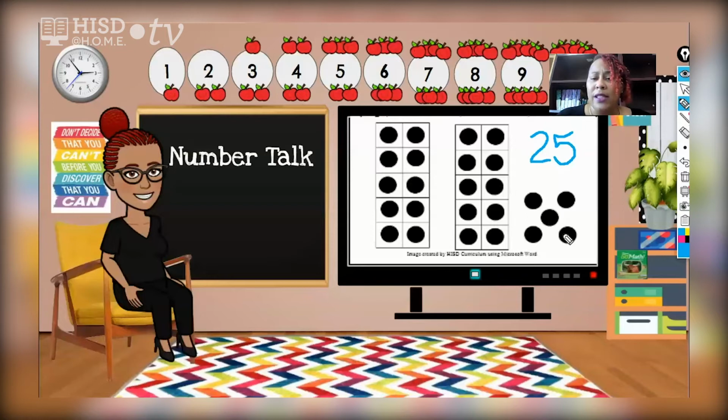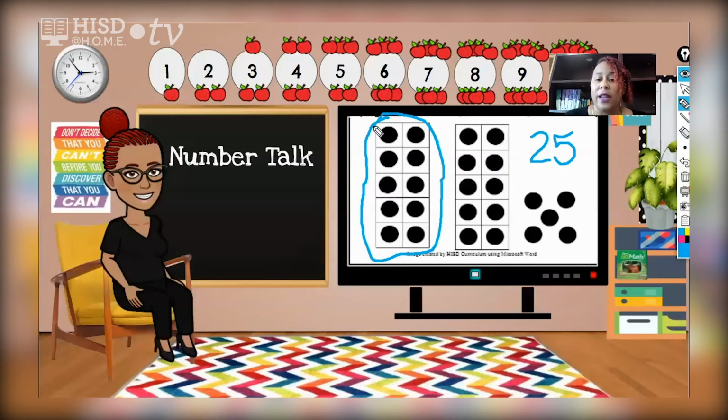But is there an easier way or a faster way to find this number? Did anybody else try something different? We have talked about 10 frames in the past. You may have noticed that here we had 10 frames and then some dots by themselves. A 10 frame is a box that has 2 rows and each row contains 5 for a total of 10 spaces. So you may have known just by looking that this group is representing 10.